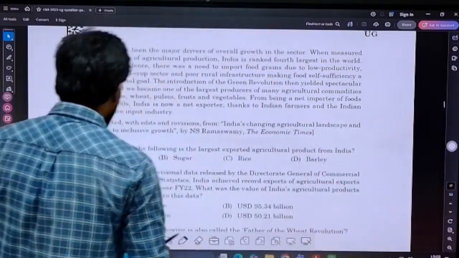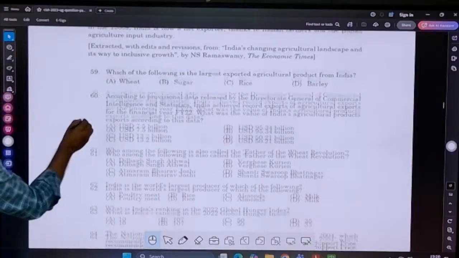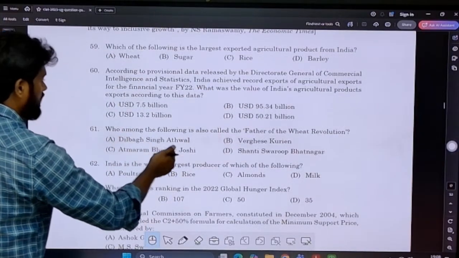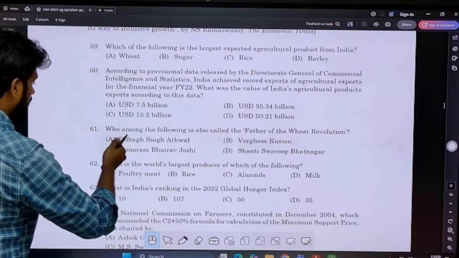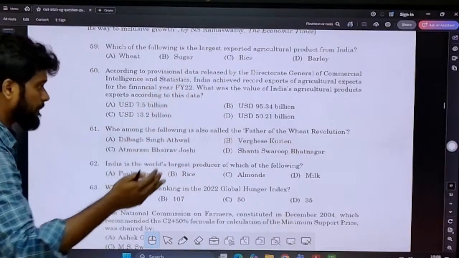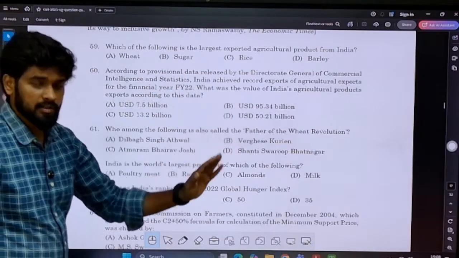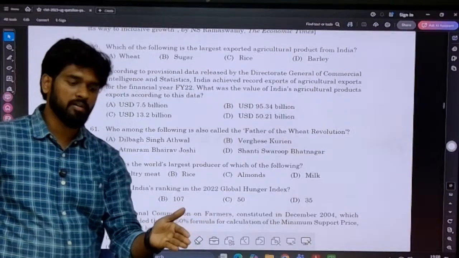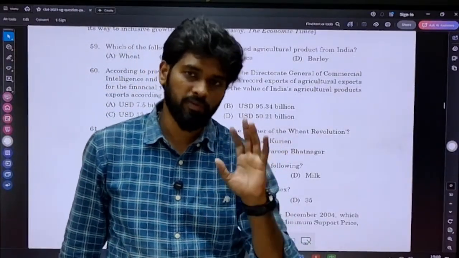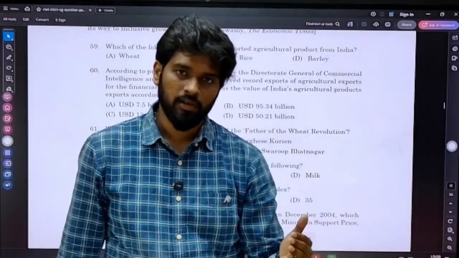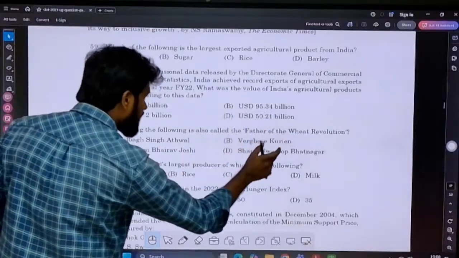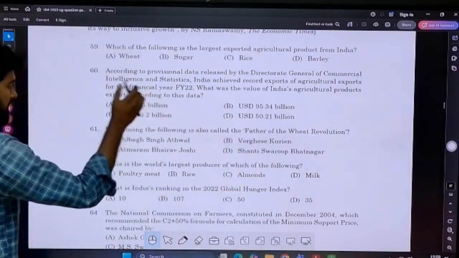Now, who among the following is also called the father of wheat revolution? Is it Dilbag Singh Athwal, Varghese Kurian, Atmaram Bhairav Joshi, or Shanti Swarup Bhatnagar? So he's talking about the wheat revolution in India. Generally, the green revolution paved the way for the highest wheat production. So he's asking who is the father of the wheat revolution. The next one.